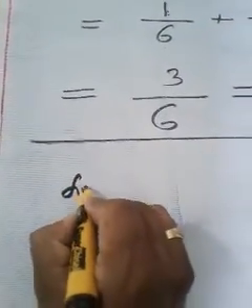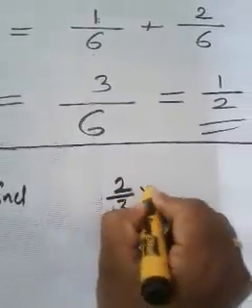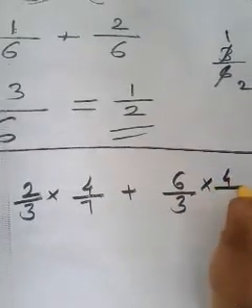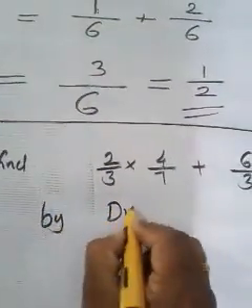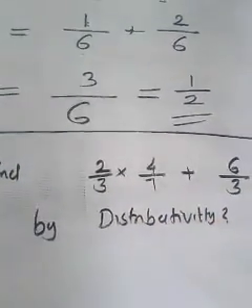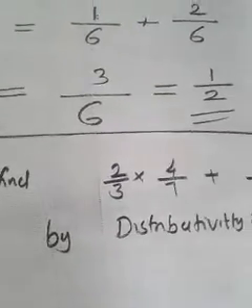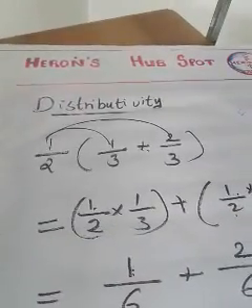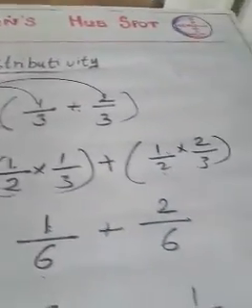For example, find 2 by 3 into 4 by 7 plus 6 by 3 into 4 by 7 by distributivity. This is another way of asking the question. That means what I am saying is, we apply distributivity in two ways. The first method we already discussed, how to apply distributivity. That was this method. This is one way of applying distributivity in problems. You may have understood it well.